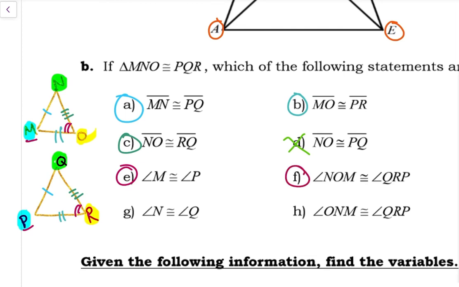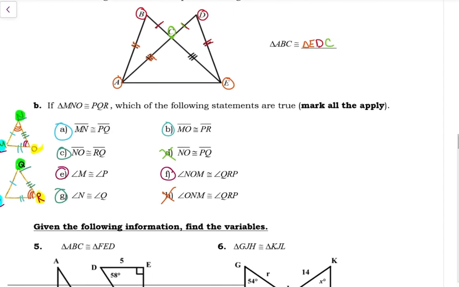Next is N congruent to Q. N is green, Q is green, yes. And ONM is this top angle, is congruent to QRP, which is this one down here. No, they're not in the same spot, so that one's not true. So it would be ABC, EFG.